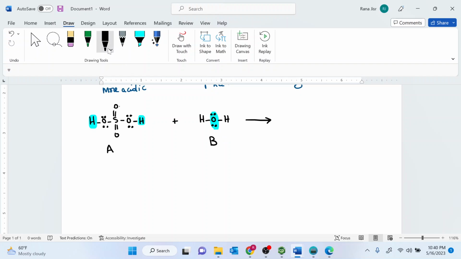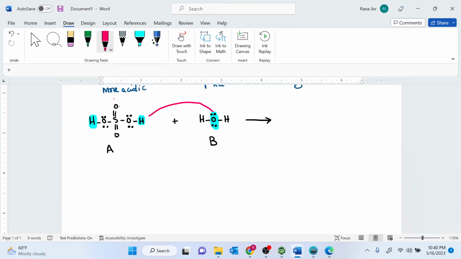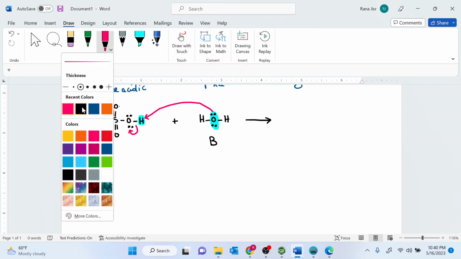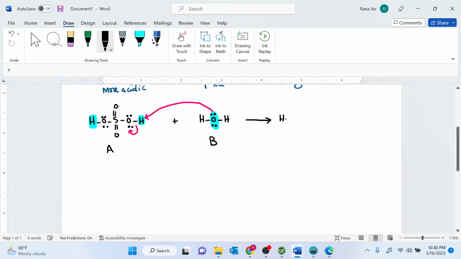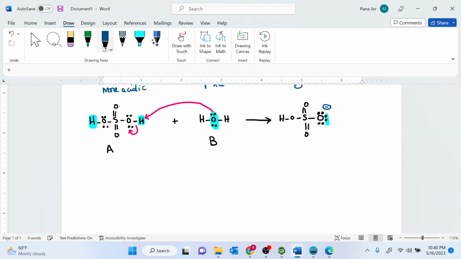Okay, so as I said, the arrow is always going to start from the base towards the acidic hydrogen. Every time you make a bond, you break a bond, and the electrons are going to be added to the oxygen. So your product in this case is going to be sulfur double bond O, double bond O. You broke the bond between the oxygen and the hydrogen. You added the lone pairs, so now your oxygen, based on the formal charge, is going to have a negative charge.